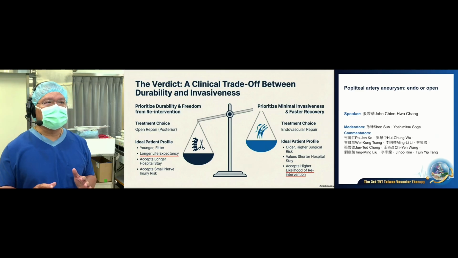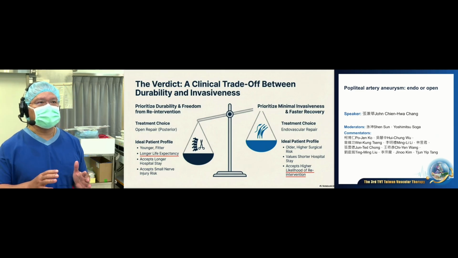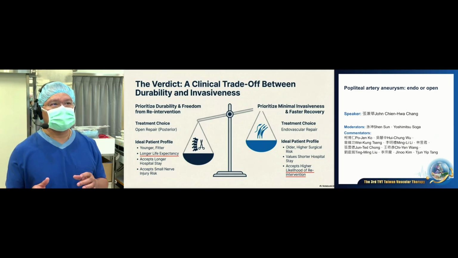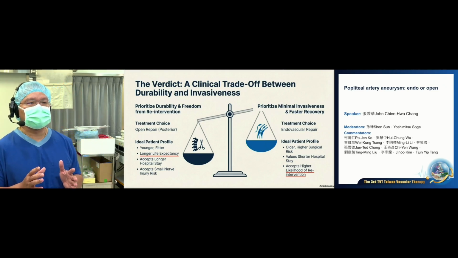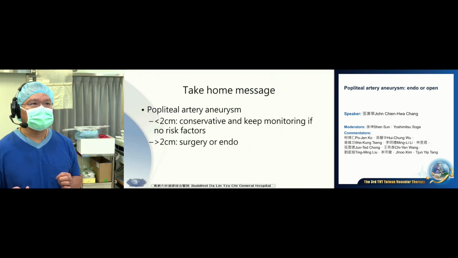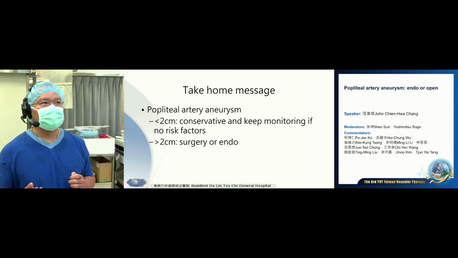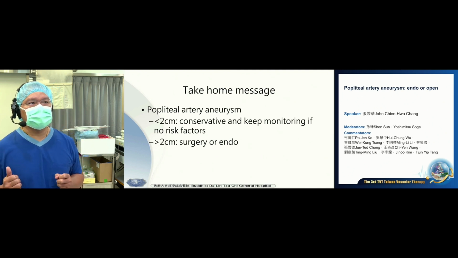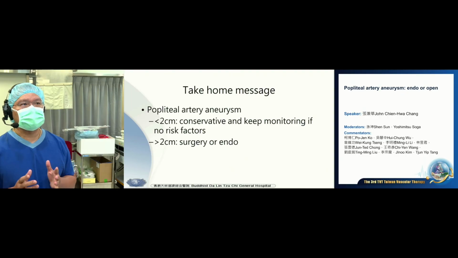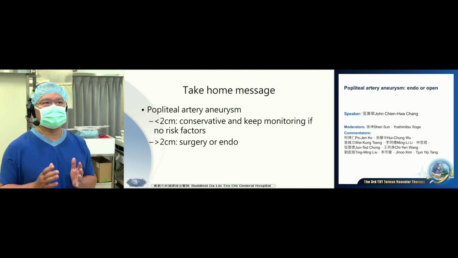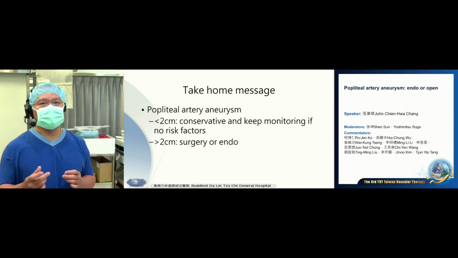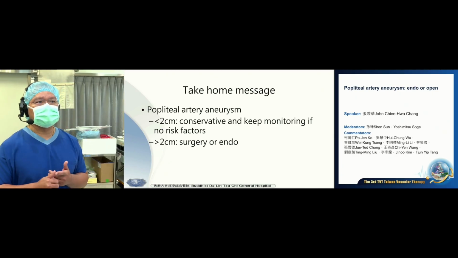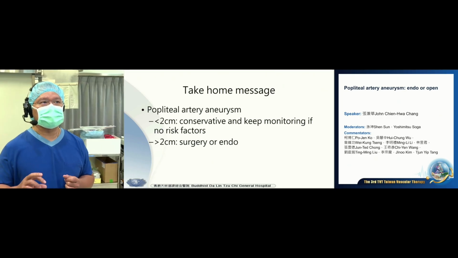So we should weigh the advantages and adverse effects to decide which treatment to do. If the popliteal artery aneurysm is less than 2 centimeters and there is no risk factor, conservative treatment and keeping monitoring is what we should do. If the aneurysm is more than 2 centimeters, we can choose surgery or endo.